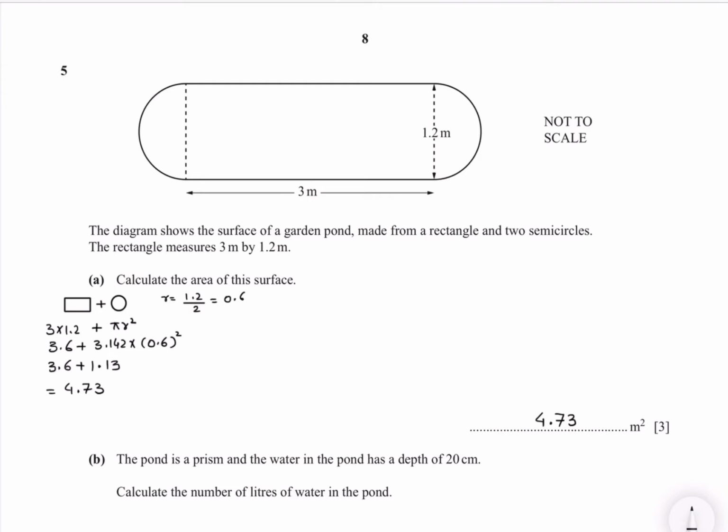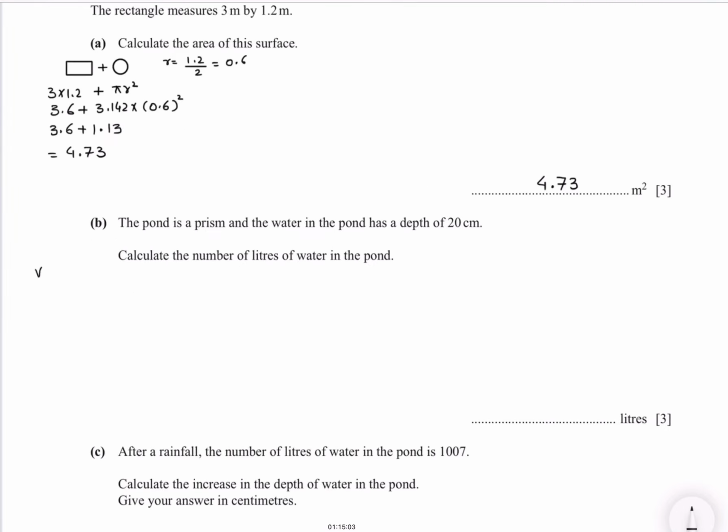The pond is a prism and the water in the pond has a depth of 20 centimeters. Calculate the number of liters of water in the pond. So volume equals top area into depth. Top area is 4.73 and depth is 20 centimeters, so convert it into meters. Divide it by 100, so 0.2. So this is your 0.946 cubic meters.